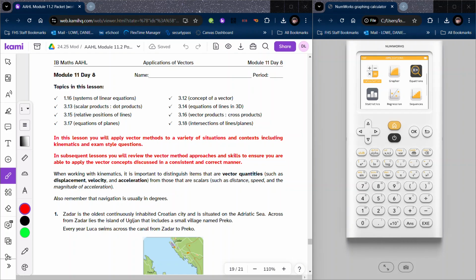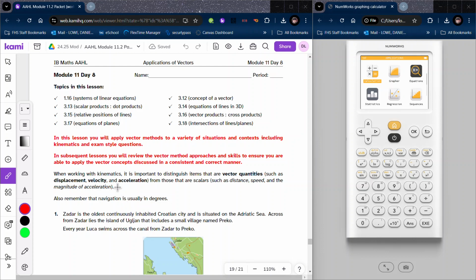At applications of vectors. In this lesson, you're going to apply vector methods to a variety of situations and contexts, including kinematics and exam-style questions for the IB. In subsequent lessons, you'll review the vector method approaches and skills to ensure you are able to apply the vector concepts discussed in a consistent and correct manner.